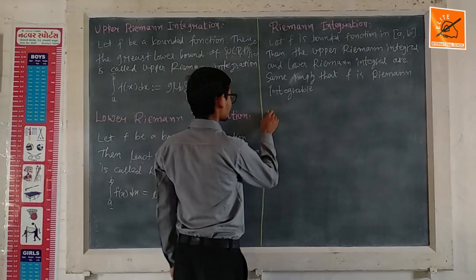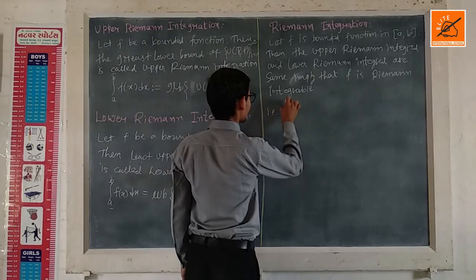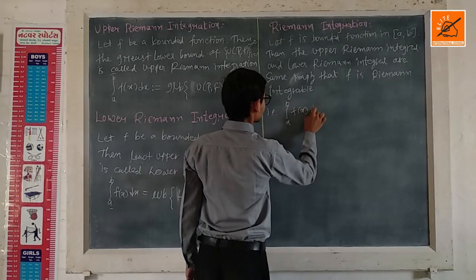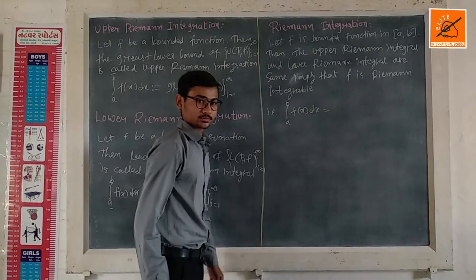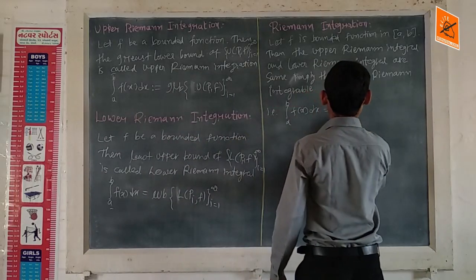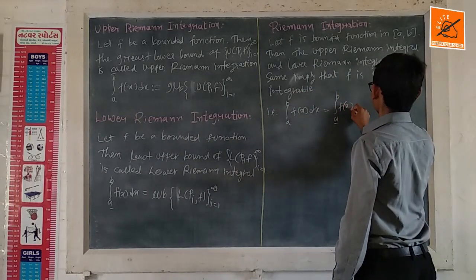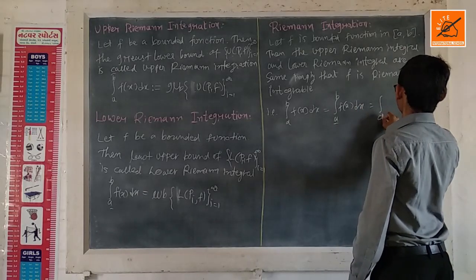That means what? Integral from a to b of f(x) dx is equal to the lower Riemann integral, which is equal to the upper Riemann integral.